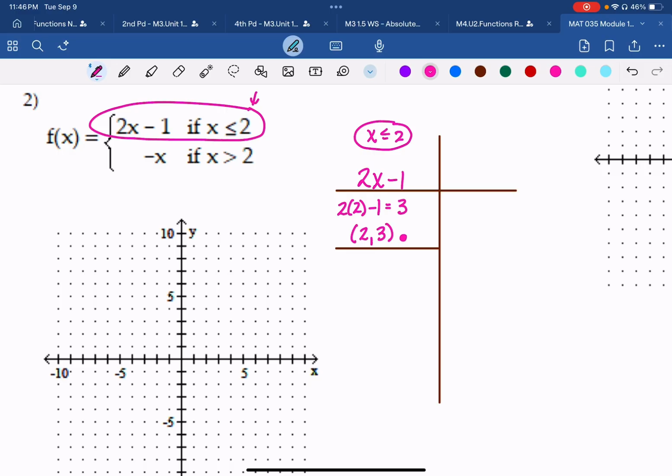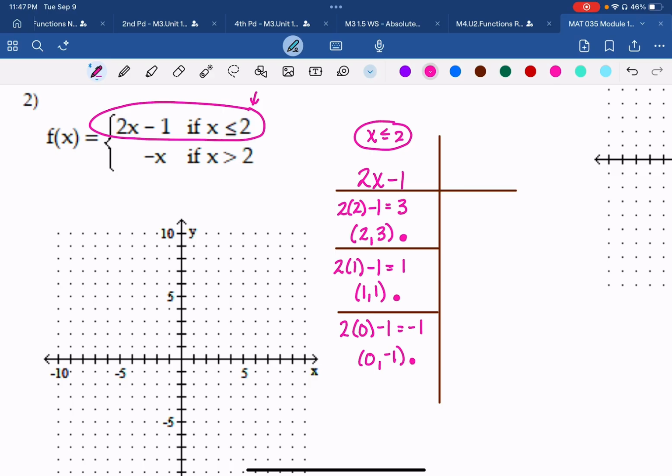I'm going to do it again. And I want the x's that are smaller, less than 2. So I might pick 1. So 2 times 1 minus 1, that's going to give me 2 minus 1, which is 1. So I have the ordered pair (1, 1). Again, that's also going to be closed, because that's just a point as we're going through. I'm going to pick one more, so another number smaller than 2 would be 0. And that's going to give me negative 1. So I've got (0, negative 1) as my ordered pair.